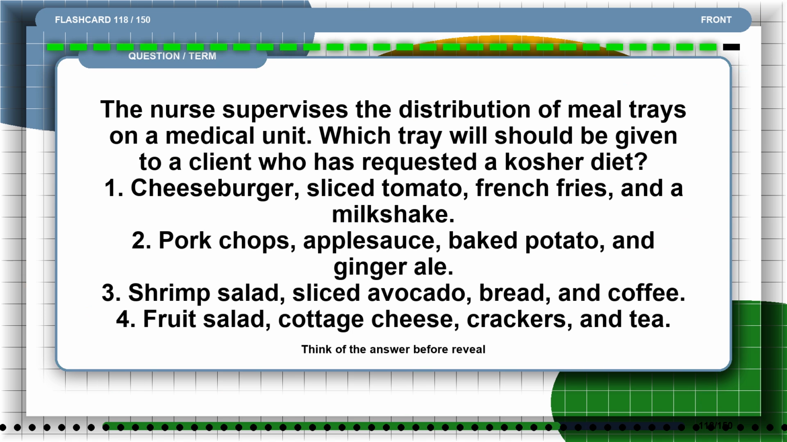Flashcard 118. The nurse supervises the distribution of meal trays on a medical unit. Which tray should be given to a client who has requested a kosher diet? 1. Cheeseburger, sliced tomato, French fries, and a milkshake. 2. Pork chops, applesauce, baked potato, and ginger ale. 3. Shrimp salad, sliced avocado, bread, and coffee. 4. Fruit salad, cottage cheese, crackers, and tea. Think of the answer before the reveal.